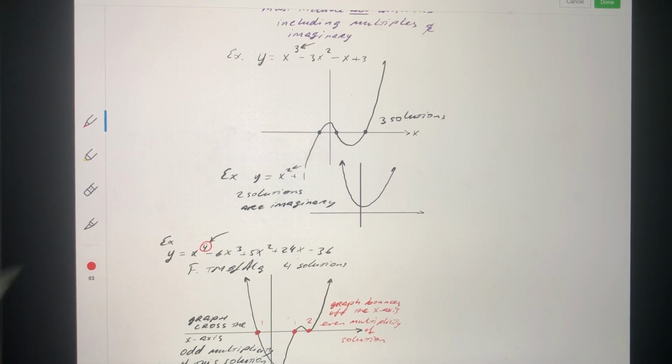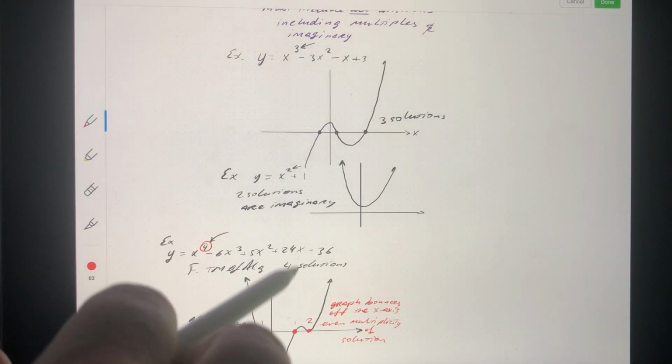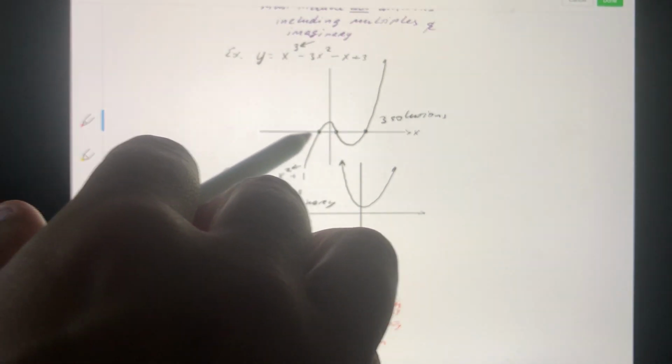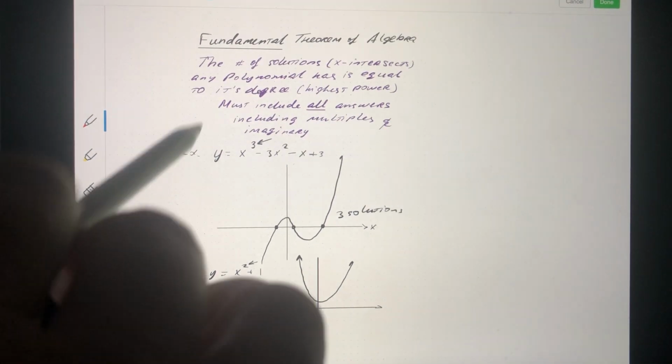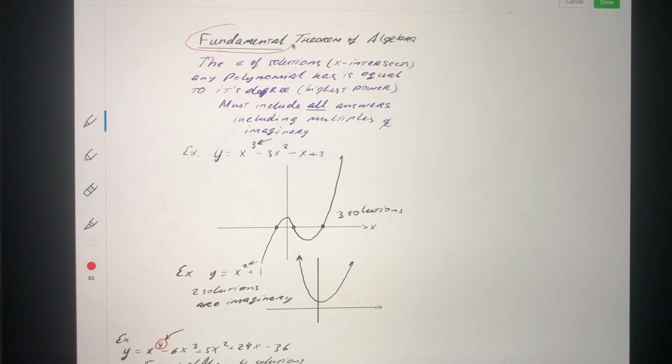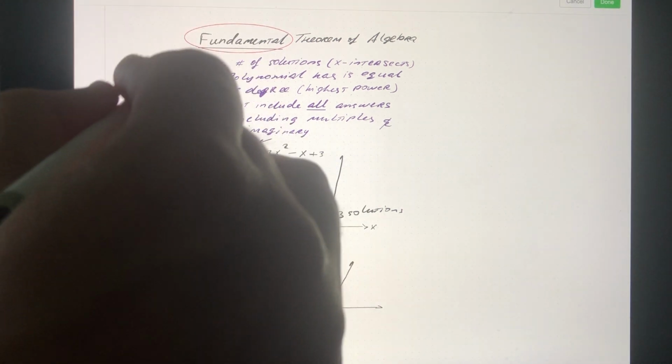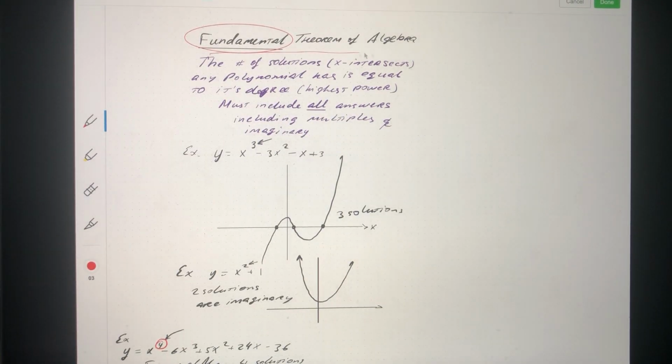As we're making a sketch of all of these things by hand, we will be asked to find the x-intercepts, and the Fundamental Theorem of Algebra is absolutely key for knowing how many x-intercepts there should be in total in the question. And that's what the Fundamental Theorem of Algebra does.